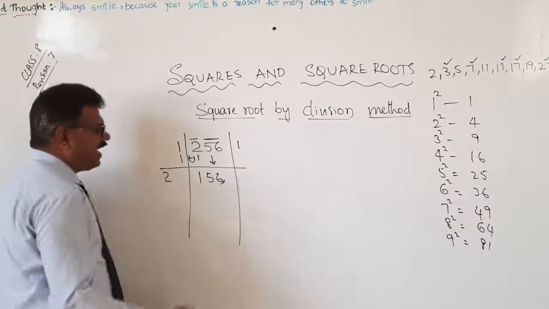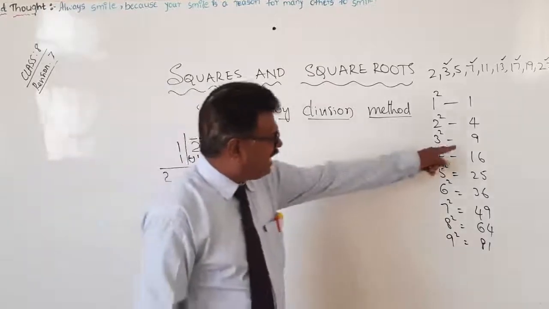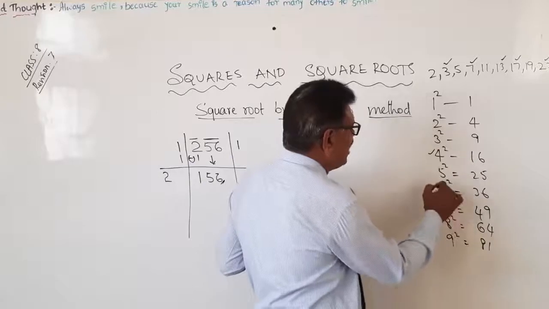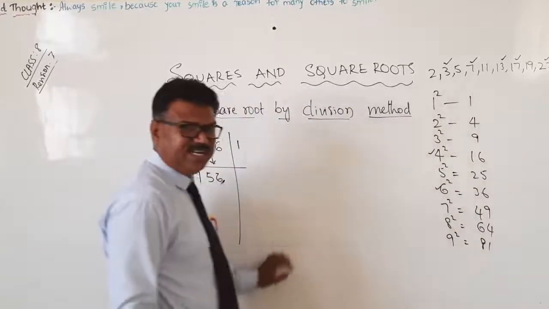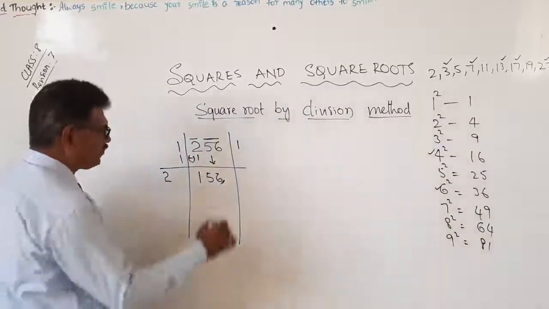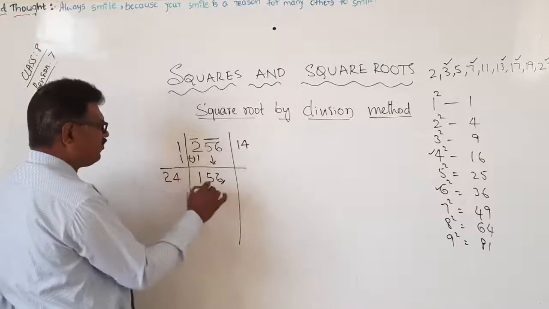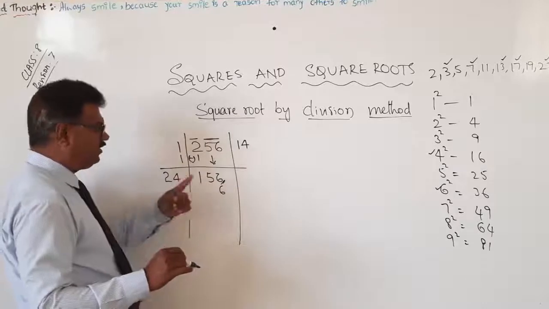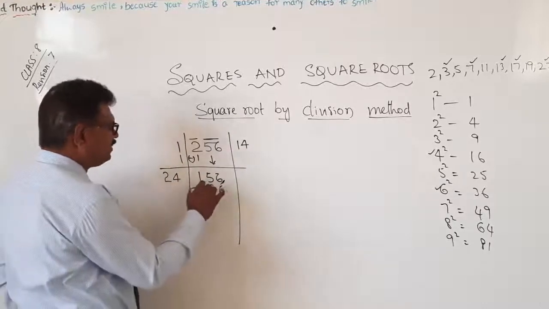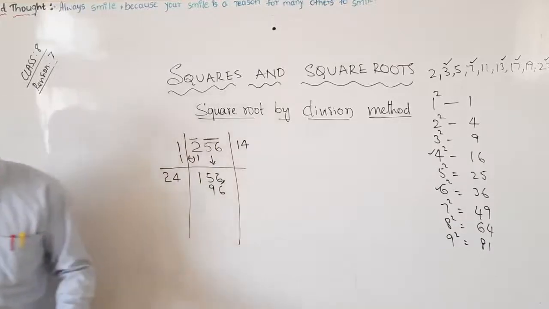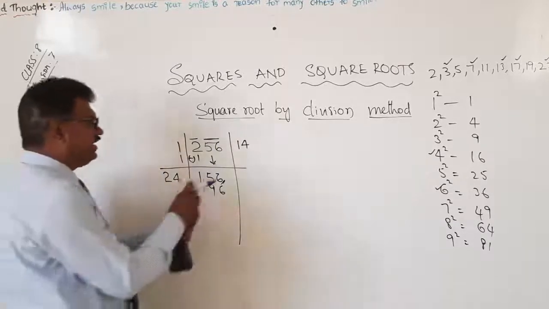Here see, last number is 6. Last number is 6 means either it is 4 square or it is 6 square. Okay? We'll see with 4. We'll multiply with 4. 4 4s are 16, plus 1 is 96. But it is not correct. Therefore, which is the correct answer?